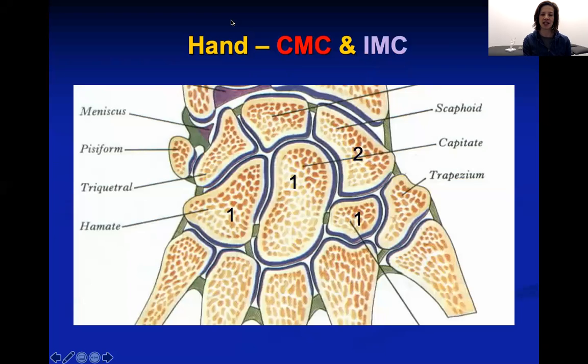So if we look at the CMC and IMCs first, this is where we're looking at the carpometacarpal. This is the distal row of carpal bones, and here are the bases of the metacarpals. And of course, you can also have intermetacarpal because there are also articular surfaces between the bases of the metacarpal bones. You can also see that here there are areas where they've got multiple articular surfaces. So the capitate, for example, will articulate with the fourth, the third, and the second base of the metacarpals.